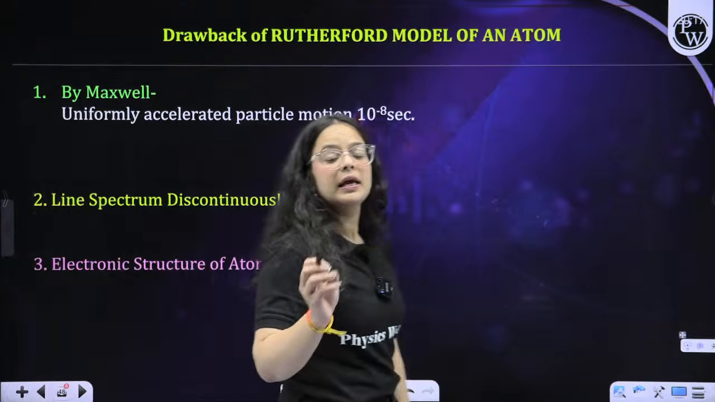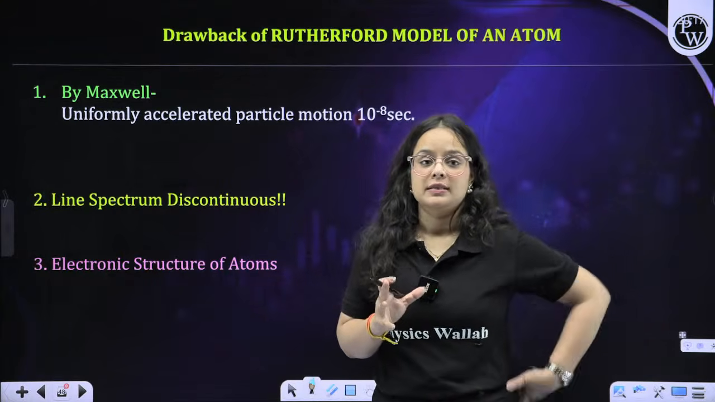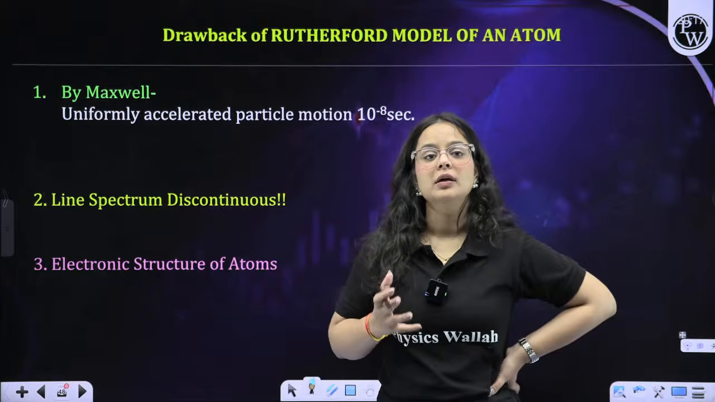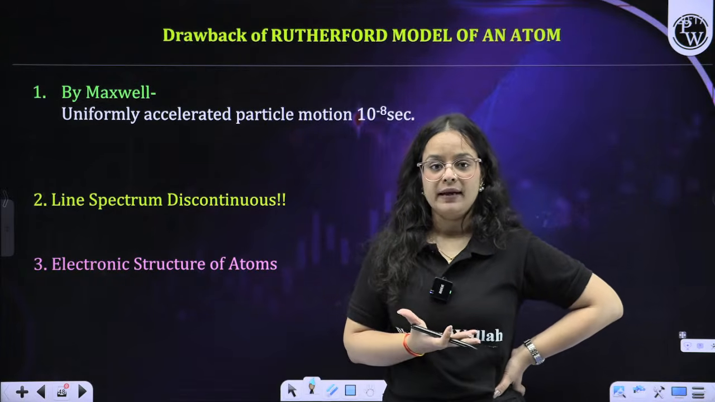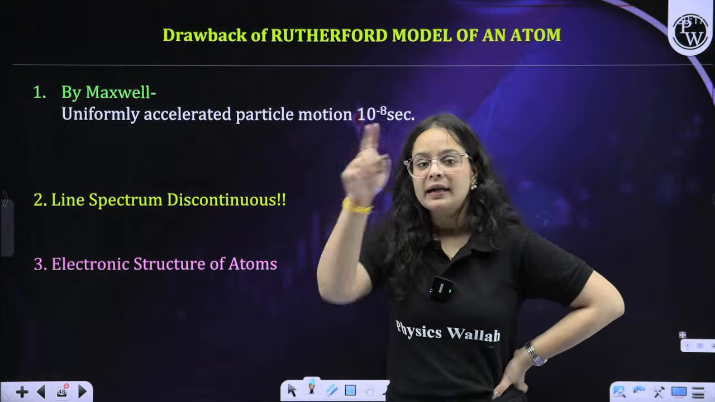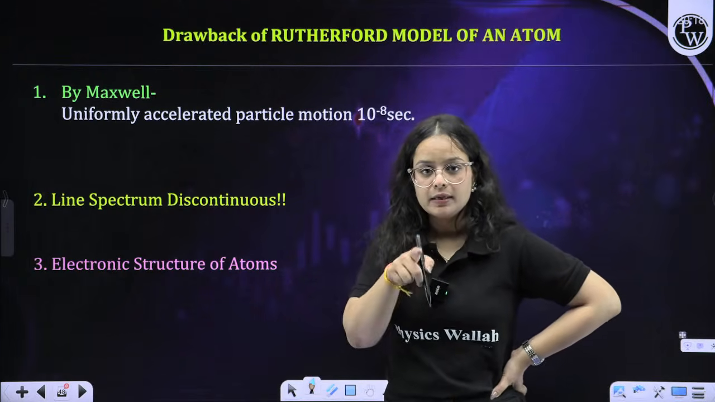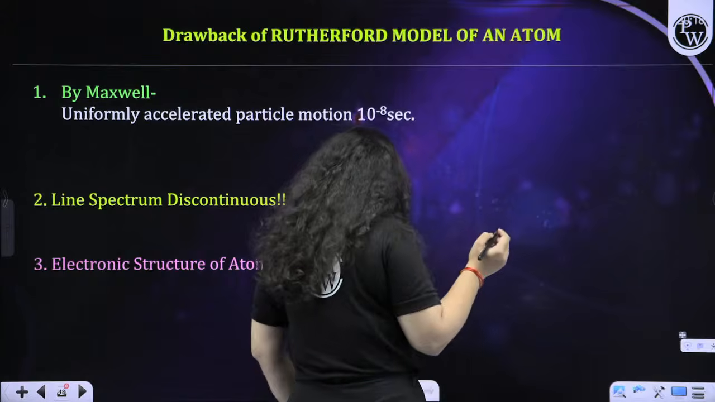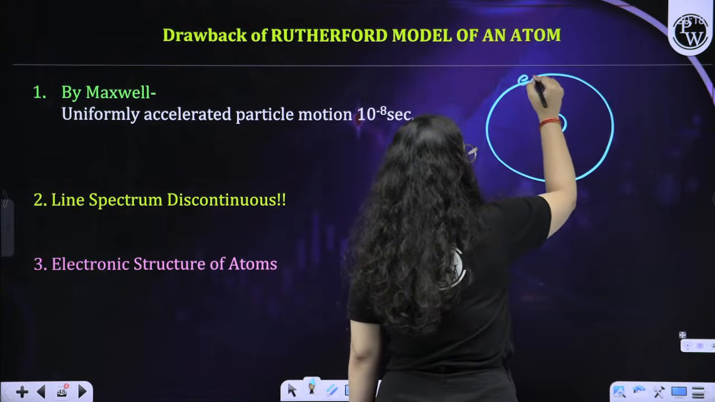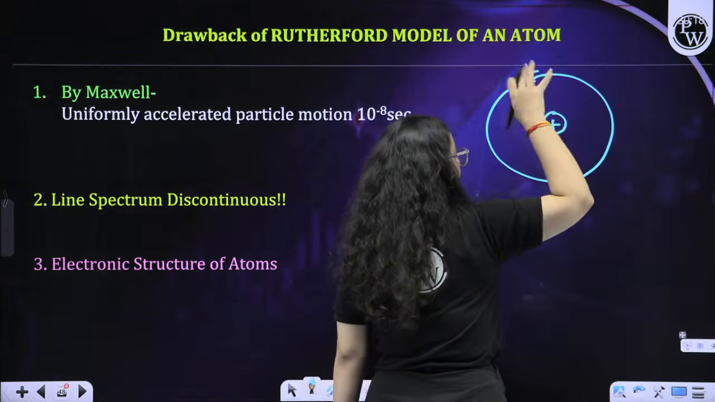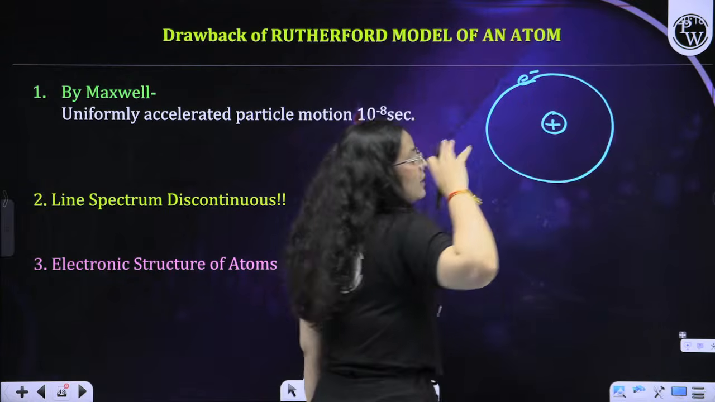Now come the exceptions, the drawbacks. What are the drawbacks of this model? So the first drawback is the stability of an atom. How come the electron that is revolving around the nucleus is stabilized? If the electron is revolving around the nucleus in a circular motion, we know that circular motion is uniformly accelerated motion.